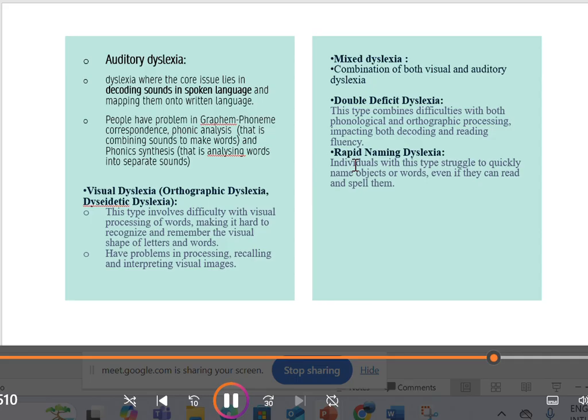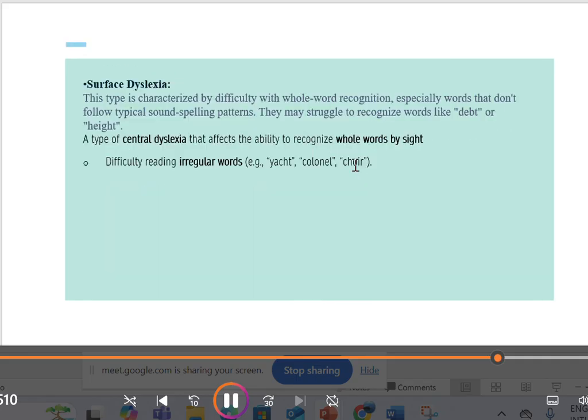It is just that when I quickly ask something, they are not able to name. Otherwise, they will properly do everything. If given their own time, they will read it properly. But when it is time bound, when they are asked to recall something faster, they are having naming issues. That is rapid naming dyslexia.